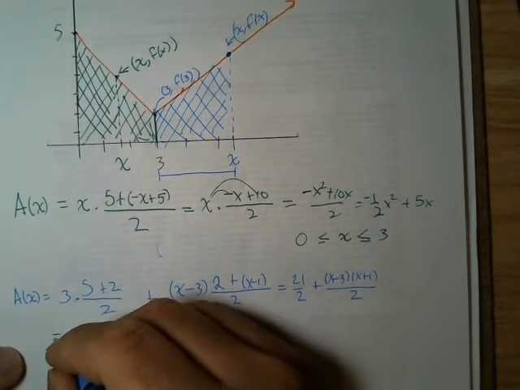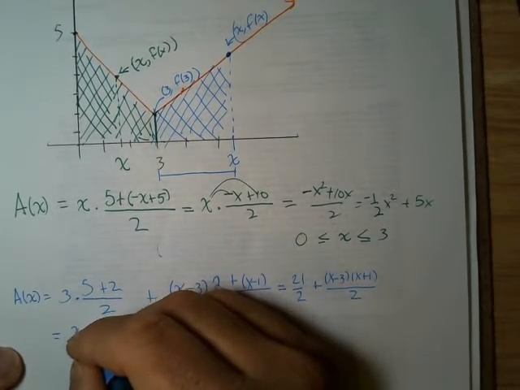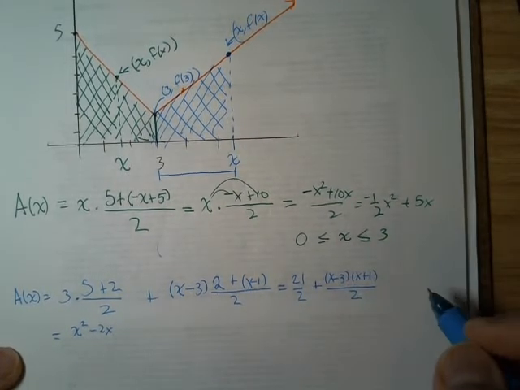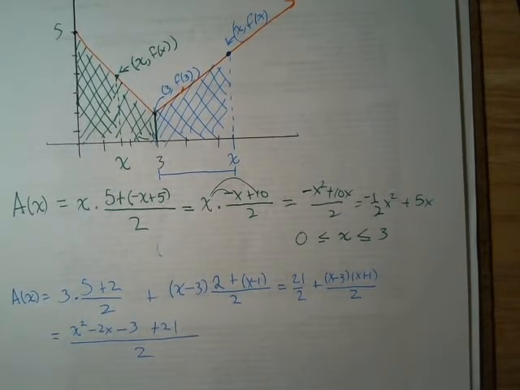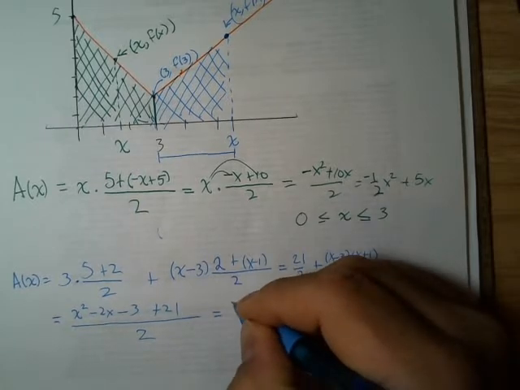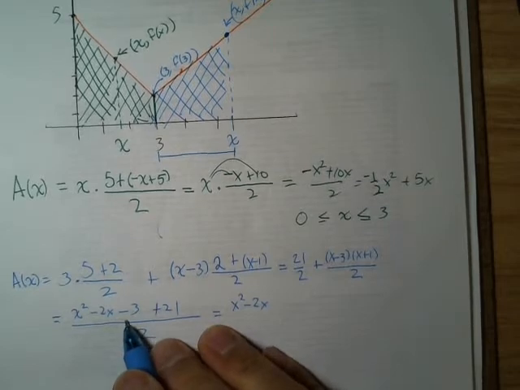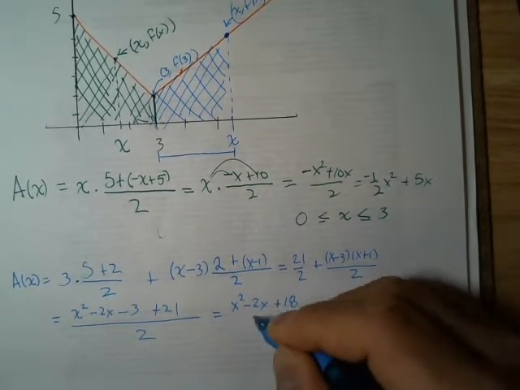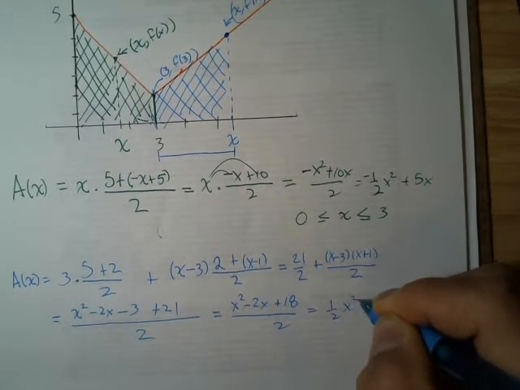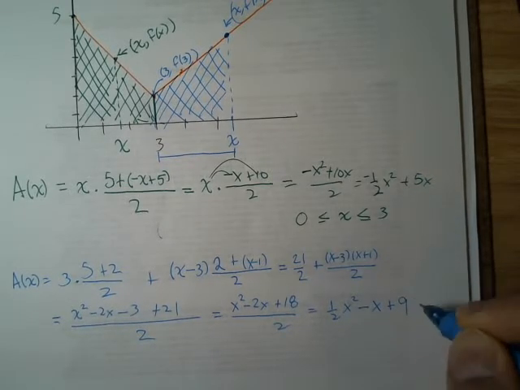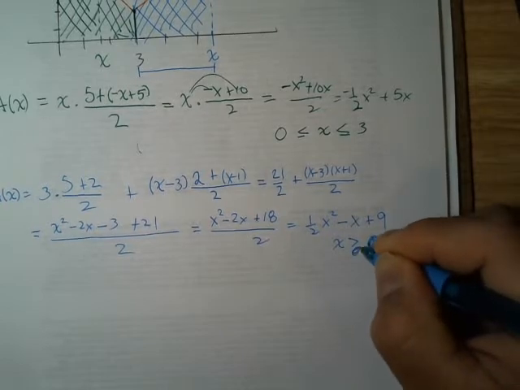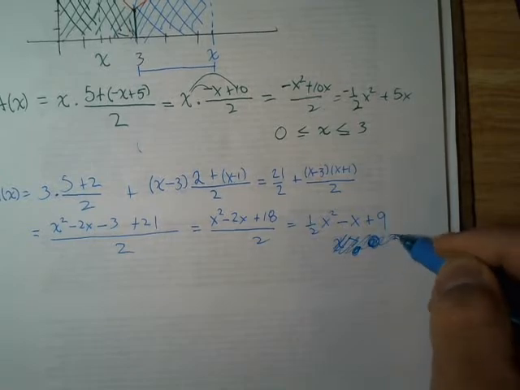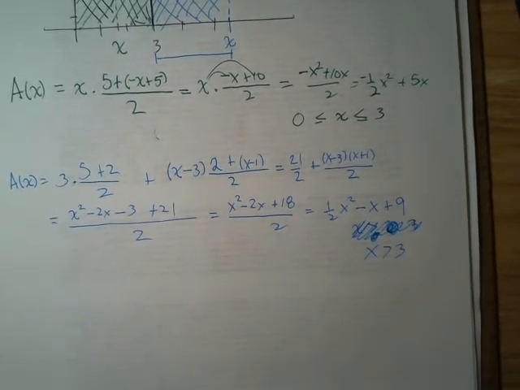Let me keep reducing here. I'm going to FOIL this out: x squared, the middle term will be minus 2x, the last term would be minus 3, all of this over 2, plus 21 over 2. Just continue here: minus 2x minus 3 plus 21 is 18, all over 2. Lastly, we'll divide all the terms by 2. Again, this only works for values greater than or equal to 3, or simply greater than 3, since we got the equal part here. x greater than 3.